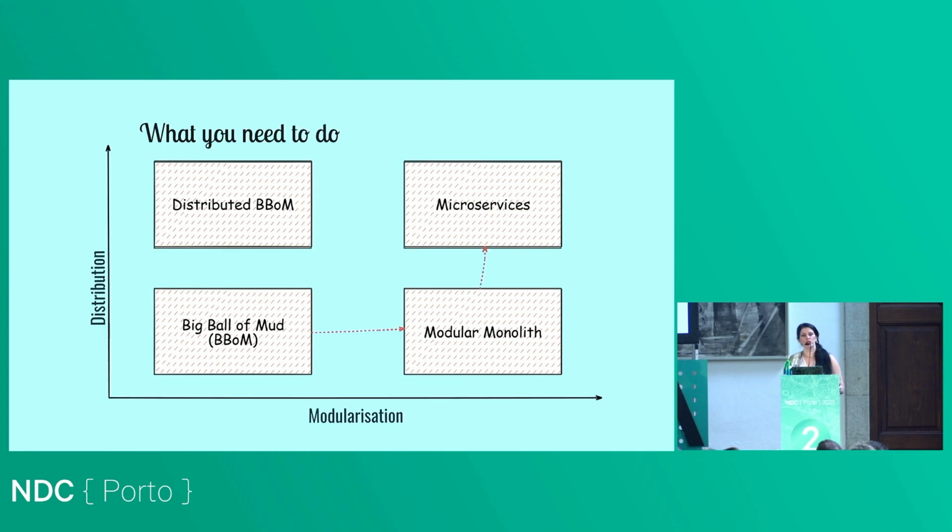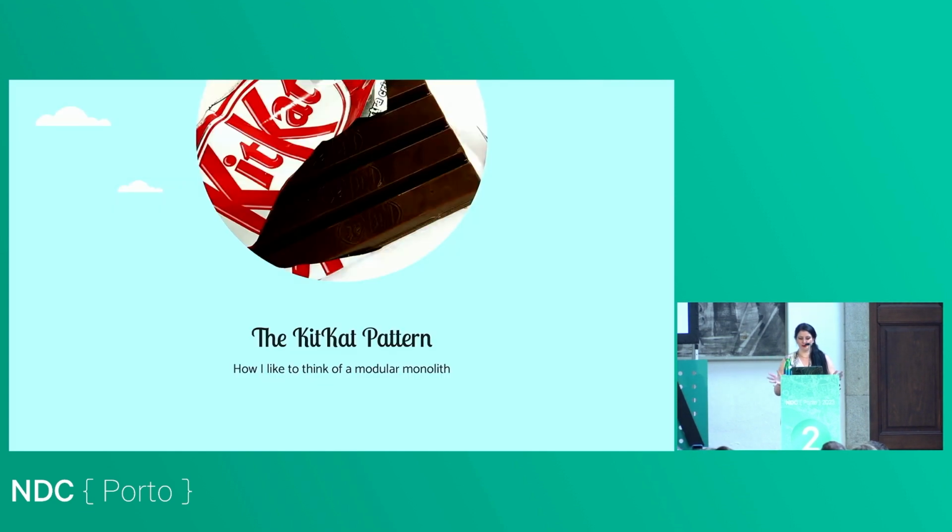Instead, you want to go the modular monolith and up to microservices, okay? So this is the happy path. You will be much happier if you go this route, okay? So I like to think of this as the Kit Kat pattern. This is my thing. I am trying to make it a thing, okay? So go with me.